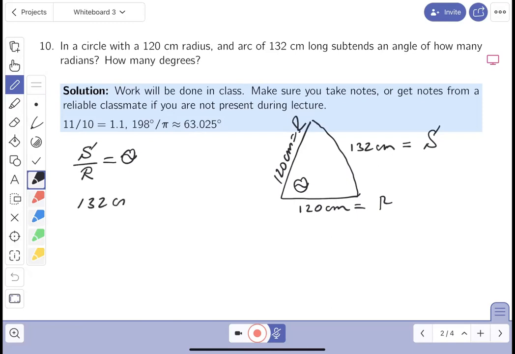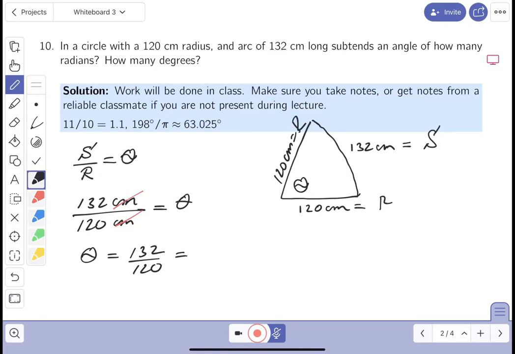132 centimeter. What's R? 120 centimeter. So that's what theta is. What's nice about this, though? Centimeters cancels off. And what am I left with? I'll write this down for you. Theta is 132 over 120.